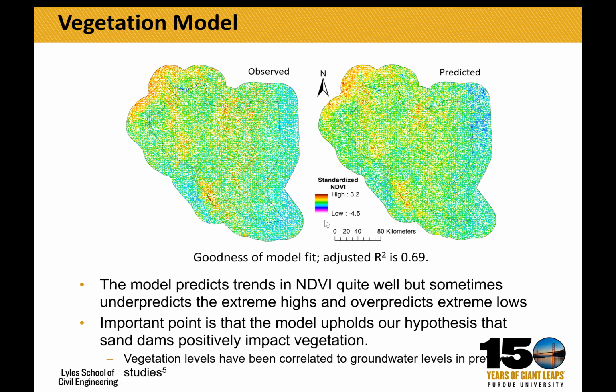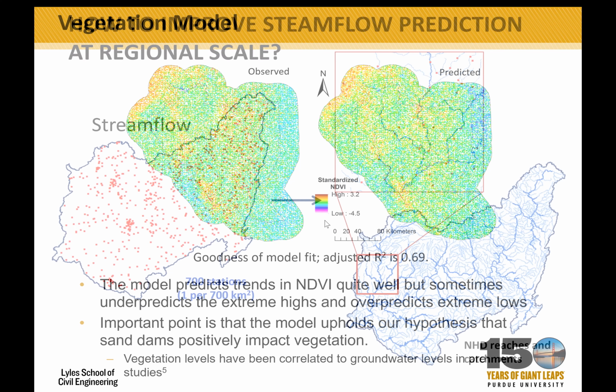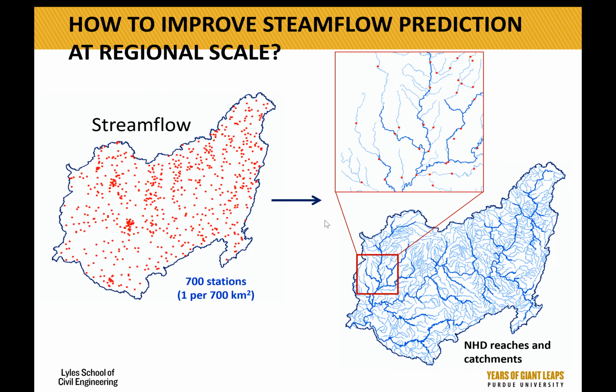So we were not able to show the change in groundwater by using GRACE, but we were able to show the change in vegetation due to sand dams. And then there are studies that have shown that the change in vegetation is related to change in groundwater availability. So we were able to show indirectly the impact of sand dams on water availability in this region by using satellite data.